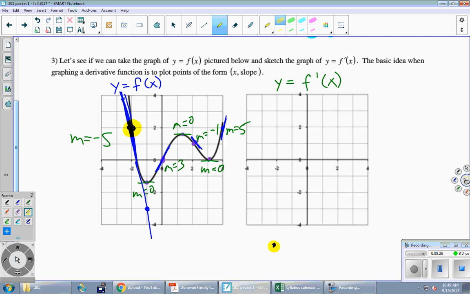Input the x, output the slope. Next one is my horizontal down here. Do this guy in. Okay, input the x, what is it? -1, output the slope, 0. Plot the point -1, 0 on our new graph over there. -1, 0, right there. Okay, let's try the other ones real quick here. Input the x, 0, output the slope, 3. 0, 3, here.